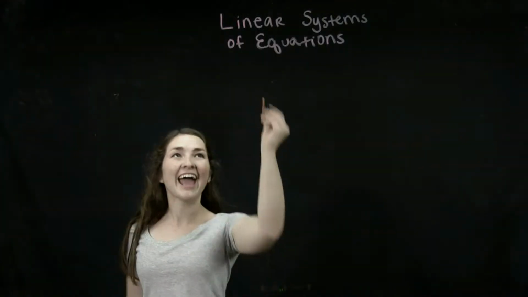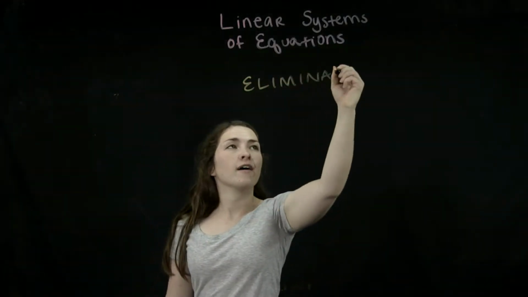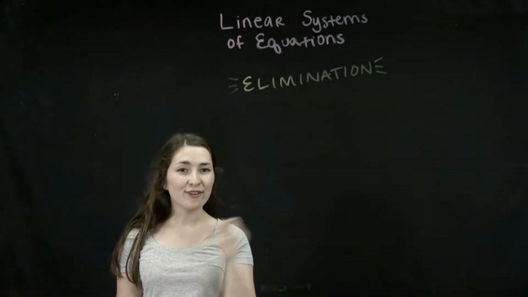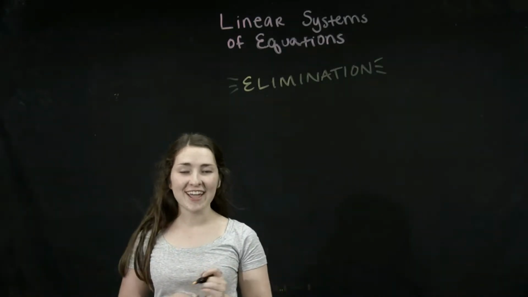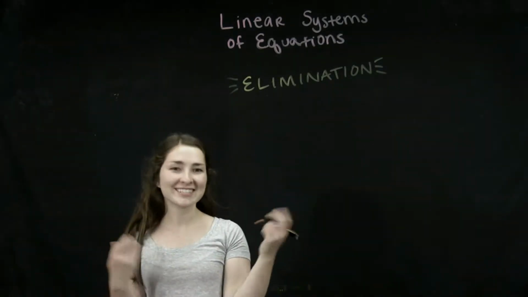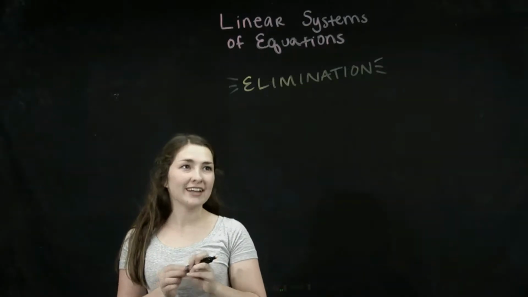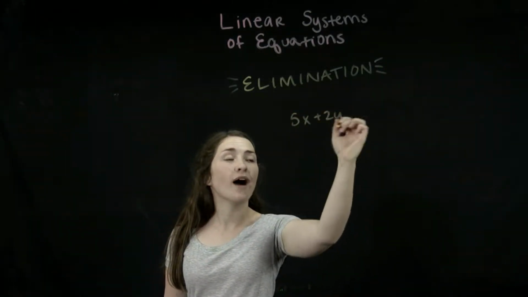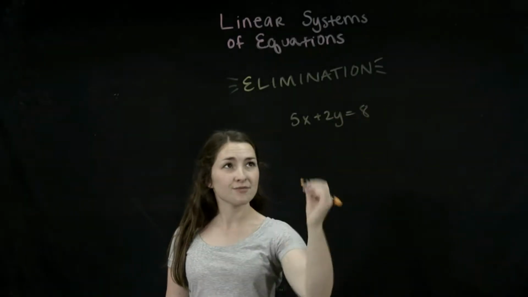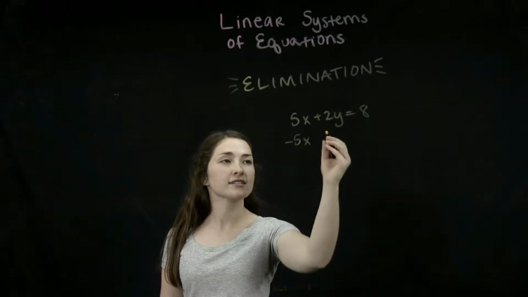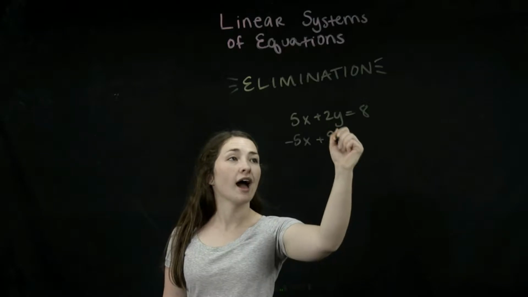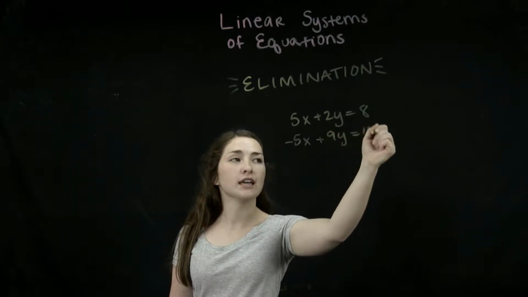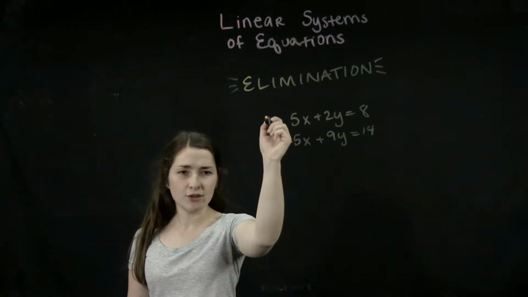Next thing we're going to be looking at is elimination. For elimination, what we're going to want to do is eliminate something, just as the name implies. So if we're looking at an example, perhaps like 5x plus 2y equals 8, and negative 5x plus 9y equals 14, we have our two equations here.